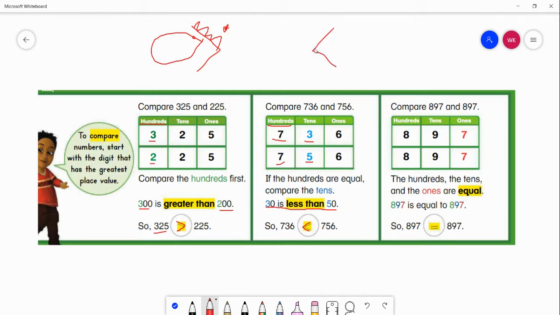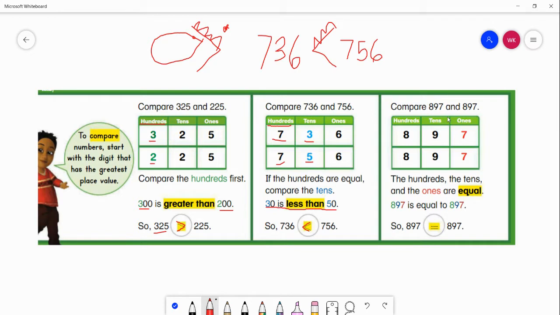Again, if you think about it as eating the bigger number, in this situation it is 756, and it is eating that bigger number. But you say it like 736 is less than 756. So that means 756 is the bigger number in this situation.